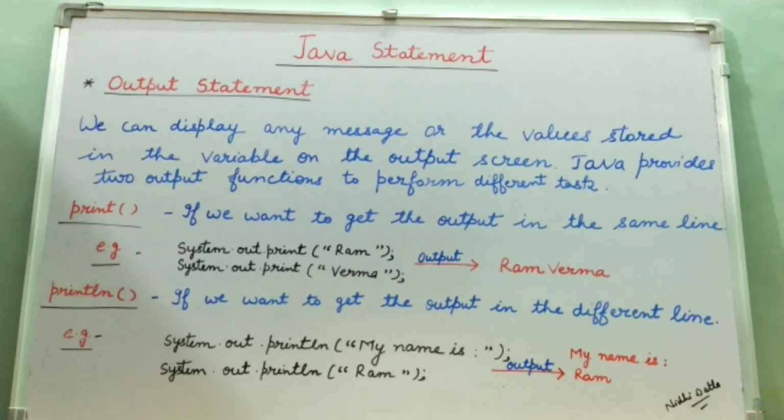What will be the output? The output is My name is in the first line, because we are using ln here. Then the second statement outputs Ram on a second line. This is the difference between the print and println functions.